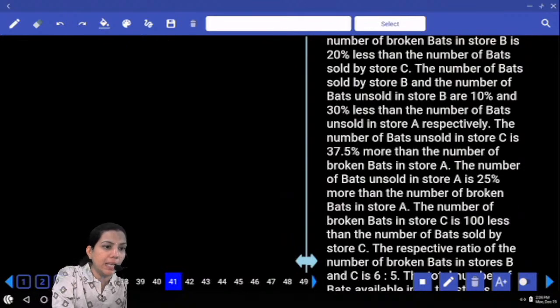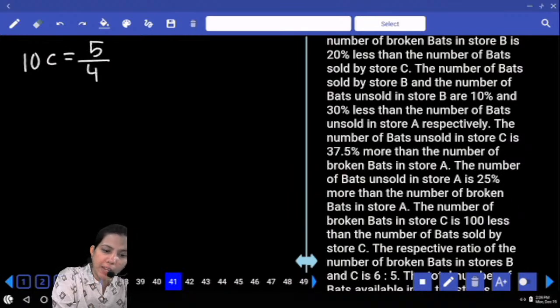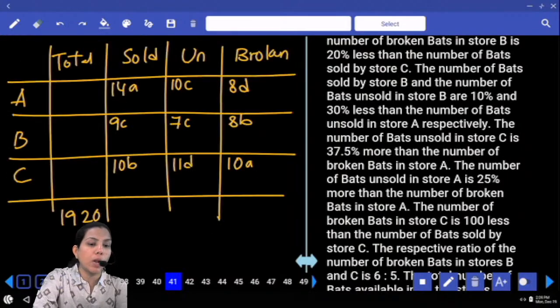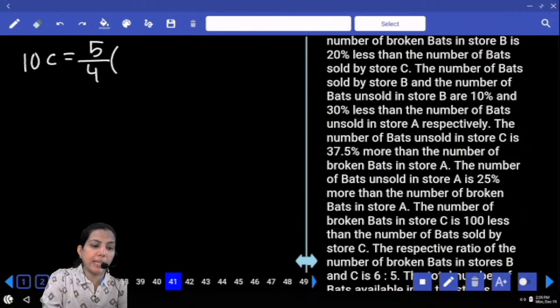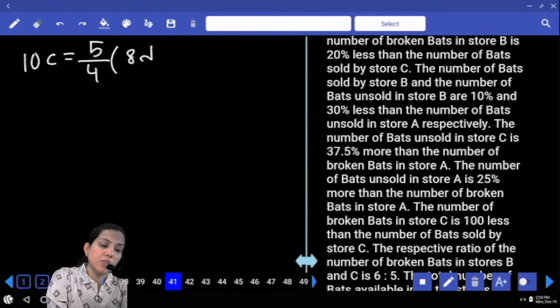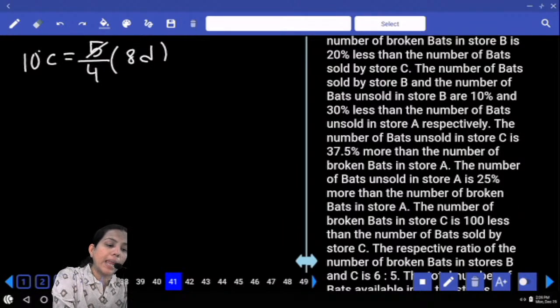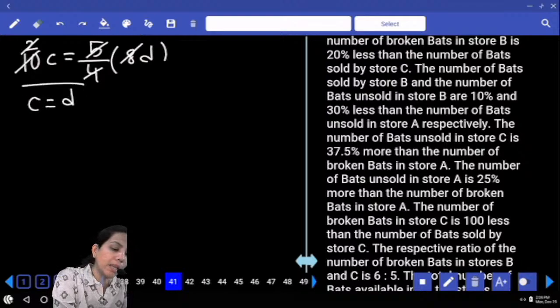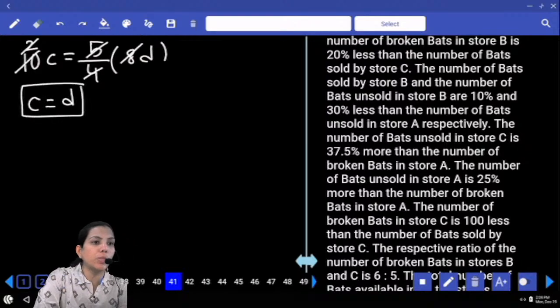Unsold in store A is 10C, right? 10C is 25% more, meaning 5/4 times the number of broken bats in store A. What is broken in store A? Broken in store A is 8D. Okay, 8D. So finally, 5 exactly 2 times, 2 4s are 8, and 8 cancels. We conclude that C is equal to D. Either C value or D value, both are equal.